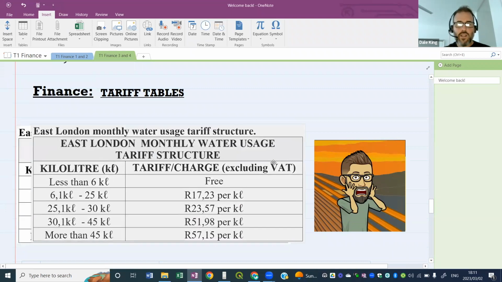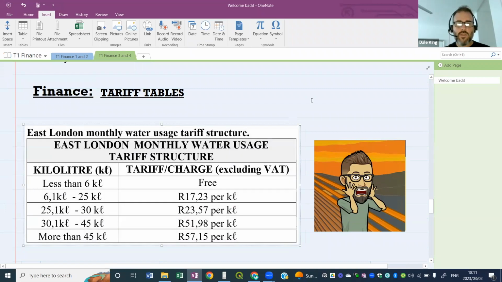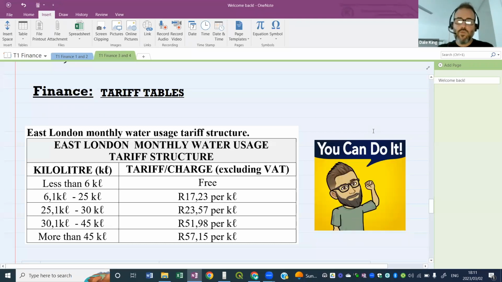Now, the normal reaction when you see something like this is like this young gentleman on the right-hand side there. Okay. When you hear the words tariff table, some people get very scared. Some people find it very easy. But there's no need to be alarmed, no need to be scared. So let's remove that scary face and let's put that face up. You can do this. Okay.